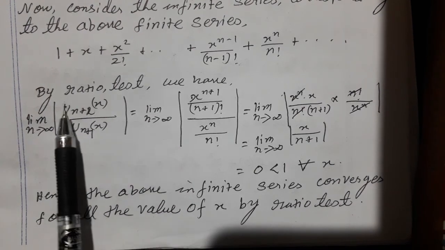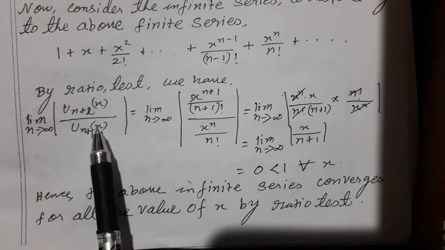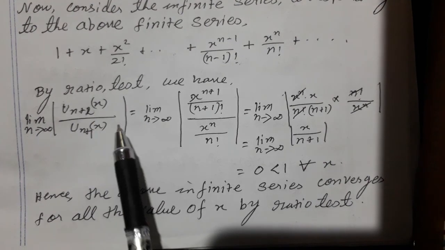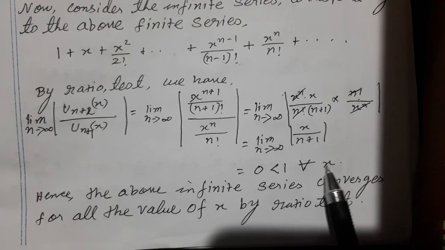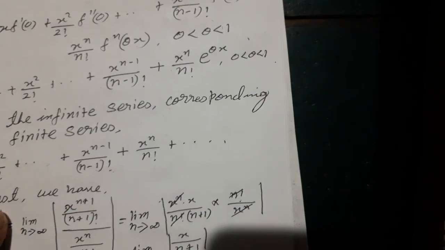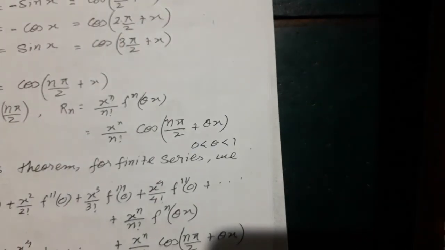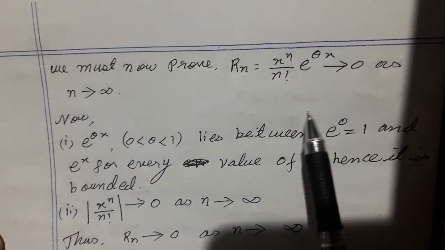Now in the ratio test, if this value is less than 1, then the series converges, and if this value is greater than 1, then it diverges. But here we got 0, and 0 is less than 1, so it converges for all values of x. So hence the above infinite series converges for all values of x by the ratio test. Now our only aim is to show that the remainder R_n tends to 0 as n tends to infinity.